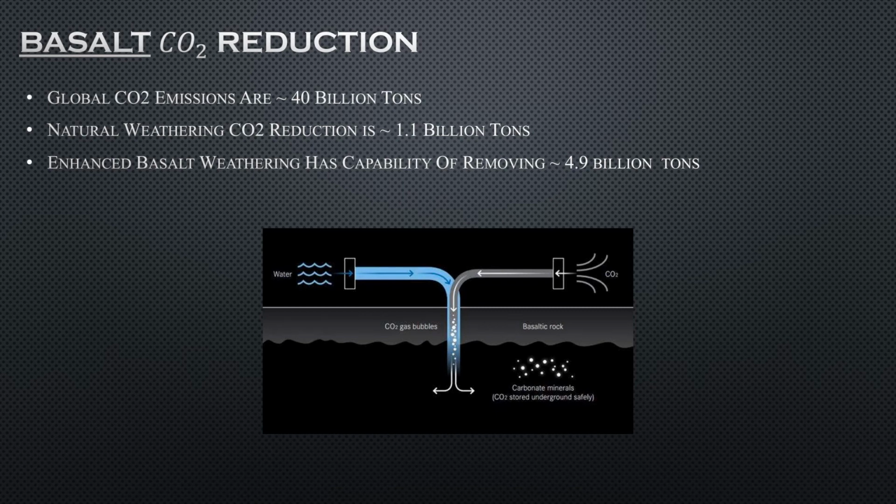If we were to mass reduce and distribute basalt throughout our agricultural fields and shallow waters, we could enhance CO2 removal by 4.9 billion tons, almost 5 times greater than the natural weathering reduction of CO2 that takes place. And, as stated previously, as of 2021, the global CO2 emissions are around 40 billion tons, so we could theoretically remove a tenth of CO2 emissions that are occurring every year.